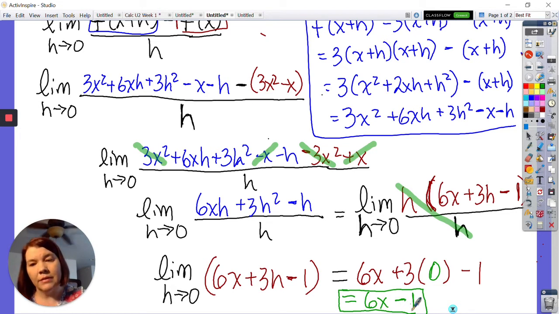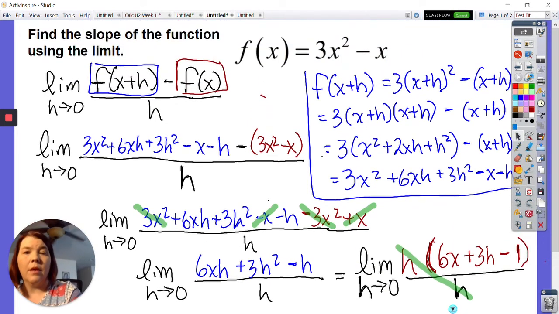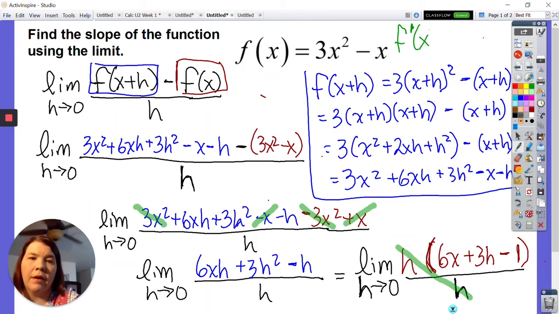And what that means is, if you remember what we talked about during class, that we actually found the derivative. And the derivative is a formula for the slope at any point. And so we know that given the original function f of x, we have figured out that f prime of x is equal to 6x minus 1.